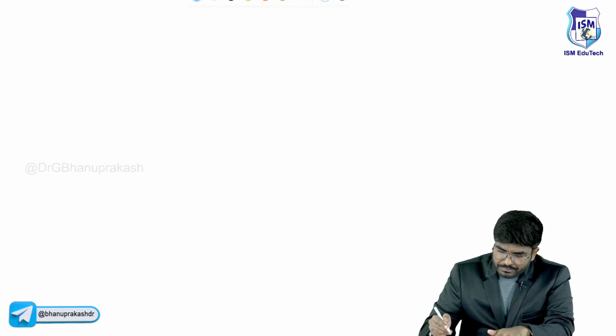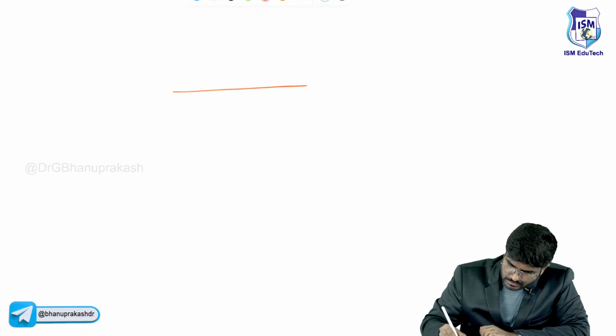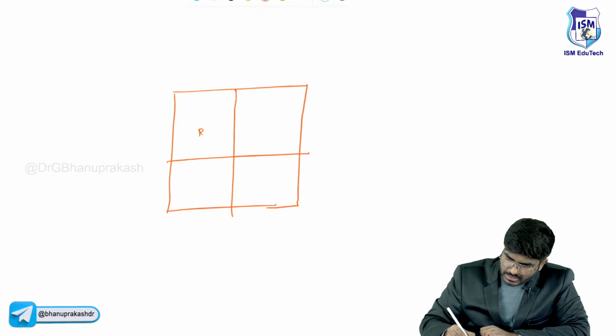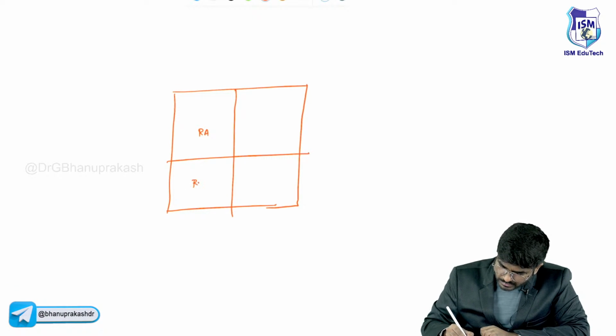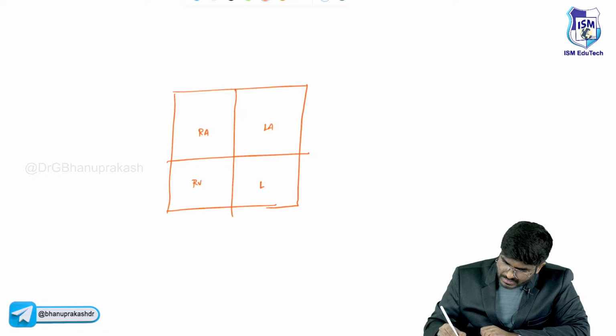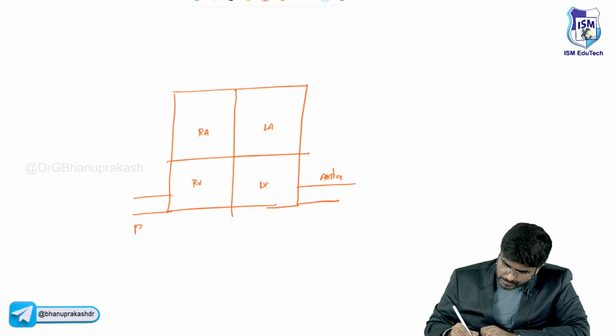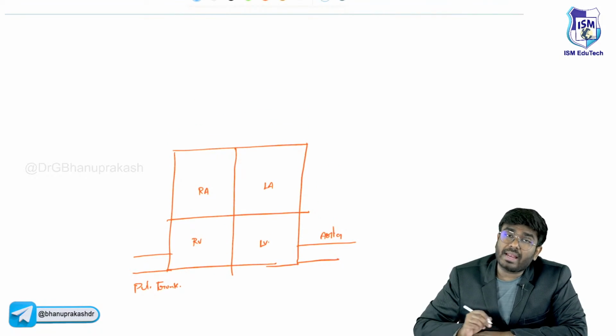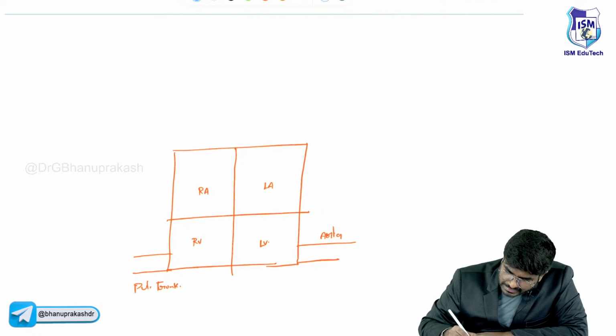See, this is your heart. Imagine this is your heart. This is the right atrium, right ventricle, left atrium, left ventricle. What is this blood vessel? Aorta. Here on this side, there will be the pulmonary trunk. Now, look, in your anatomy you will study that the right atrium receives deoxygenated blood, sir.